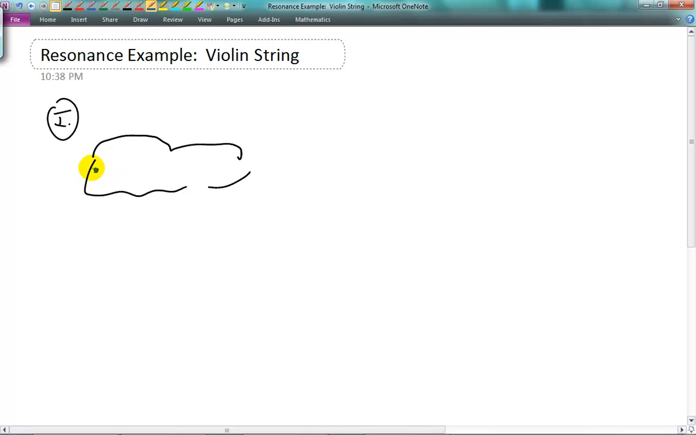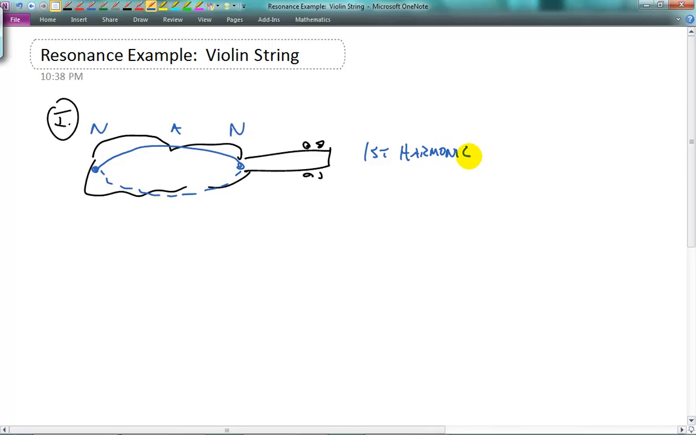The first harmonic is simply, actually I can do a little bit better for the violin there. There you go. Good thing Mr. Lau is not making his living as an artist. But anyway, the important thing to realize is the first harmonic looks like this, where we have a node, an antinode, and a node. That's my first harmonic, also called the fundamental frequency, the easiest way you can shake a string.